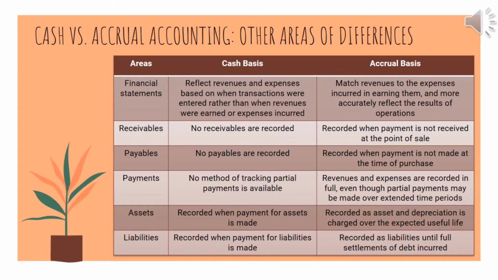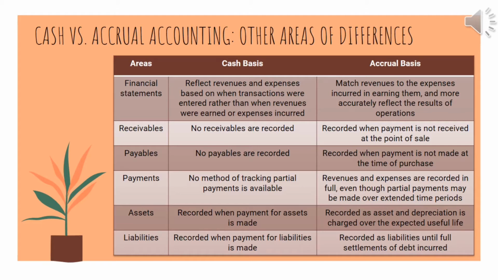These are the differences between cash and accrual accounting. For cash basis, the financial statements reflect revenues and expenses when transactions are entered. There is no record for receivables and payables, and no method of tracking partial payments is available. Assets and liabilities are recorded only when payment is made. Meanwhile, for the accrual basis, the financial statements match revenues to the expenses incurred in earning them. Receivables are recorded when payment is not received at the point of sale. Payables are recorded when payment is not made at the time of purchase.